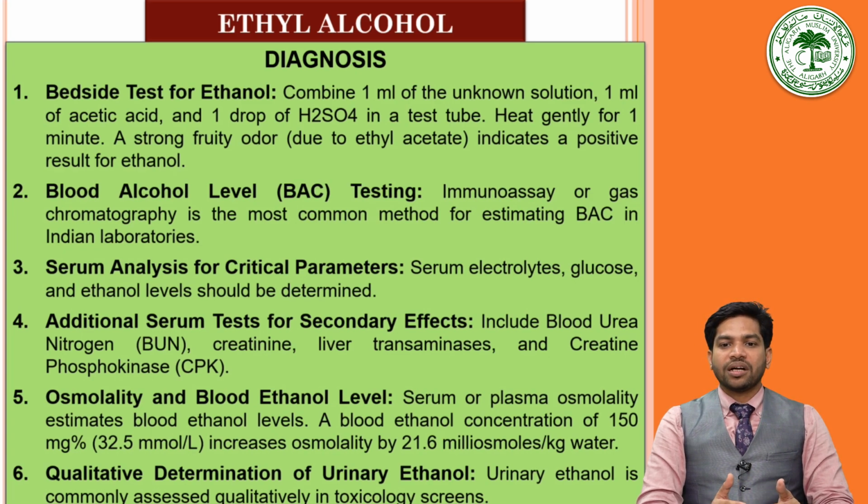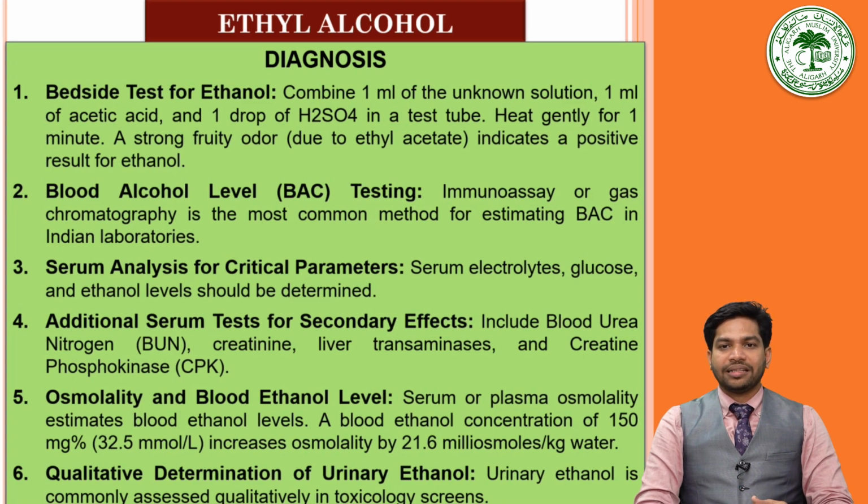Serum analysis for the critical parameters like the serum electrolytes, glucose, ethanol level should be determined, as the patient may develop hypoglycemia, hypokalemia and metabolic acidosis in the form of lactic and ketoacidosis. Additional serum tests for the secondary effects include the blood urea nitrogen level, creatinine level, liver transaminases and the creatine phosphokinases. It aids in identifying the secondary effects such as hepatotoxicity related to the chronic ethanol use, respiratory depression or the rhabdomyolysis, especially in the presence of seizures.